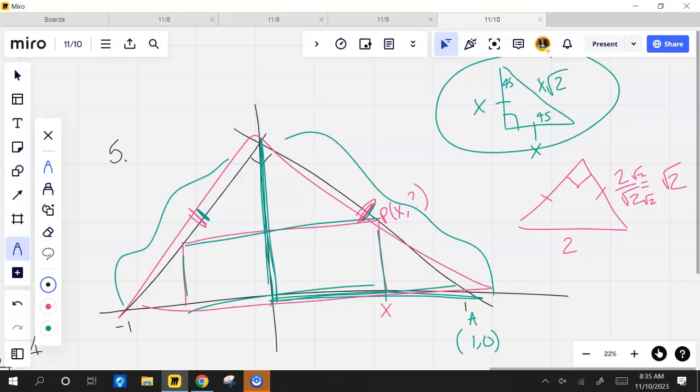Now if I bisect it, this angle is still 45, yes? Which means that this has to be 45 as well. So now I've got 1, 1. One over square root of 2 is not square root of 2. Where am I going wrong? Bro, this one's hard.